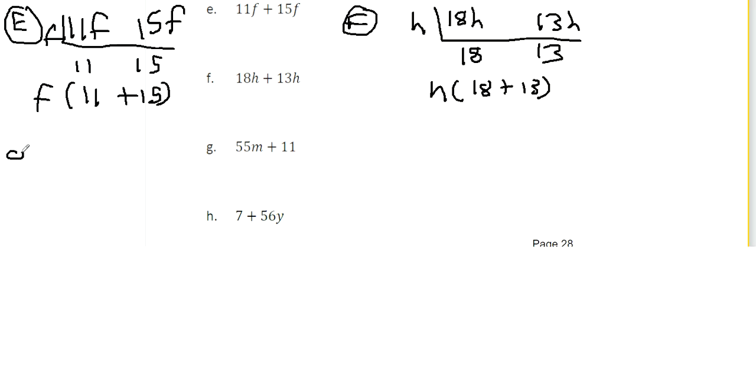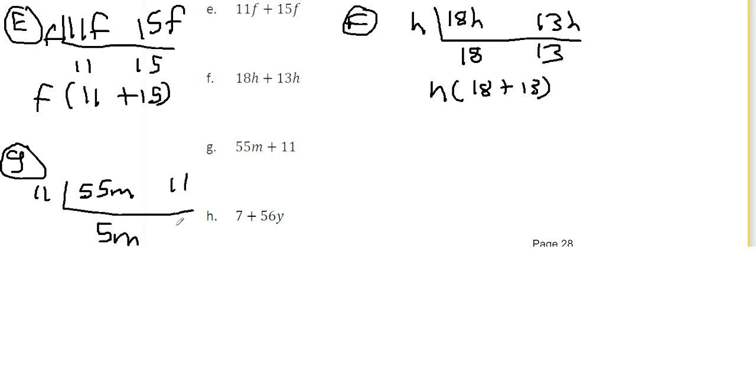Now we'll do G, so I'll go and do G over here. G is 55m and 11. Now 11 goes into both. Well, 55m divided by 11 is going to be 5m, and 11 divided by 11 is 1. So now it's going to be 11 times (5m plus 1). A little bit different on that one because you have to have the plus 1 to remember that you just did that.